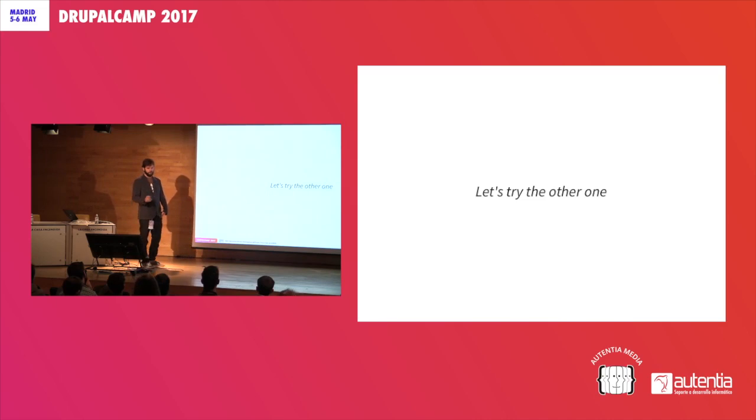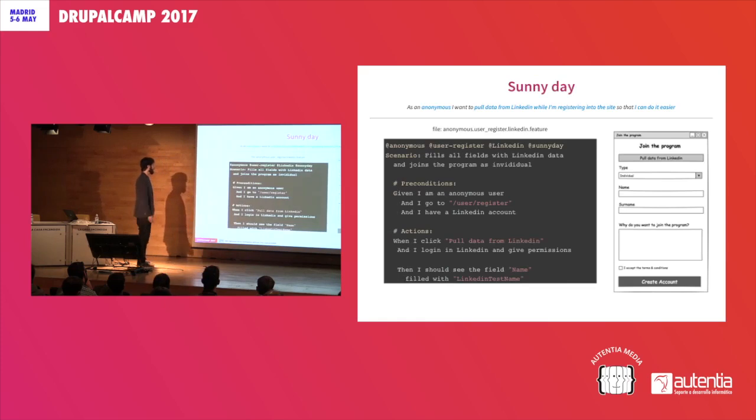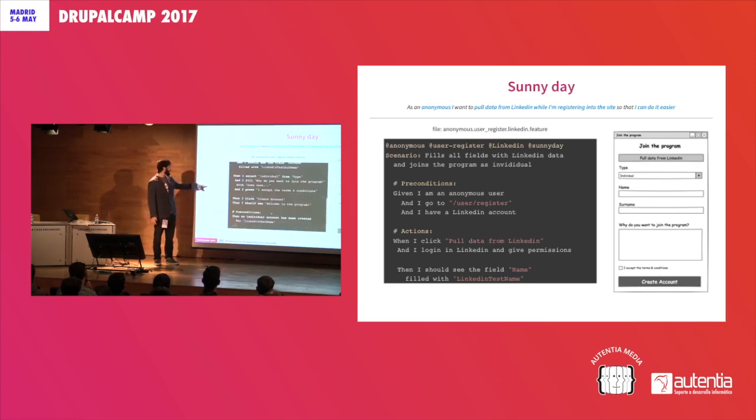Let's try the other one. Same as the previous one, just adding LinkedIn to the name of the field. And in this case, the precondition is that I have a LinkedIn account, okay? Because if not, it's not possible to do that feature. Can you scroll a little? Sorry. Okay, so after pulling data from LinkedIn, I will start seeing in those fields that the surname is the LinkedIn test surname. We have pulled that data from LinkedIn, okay?